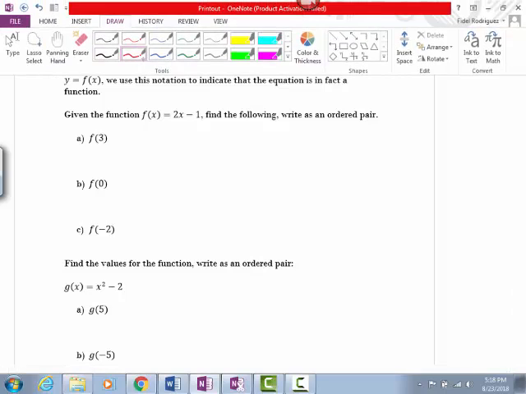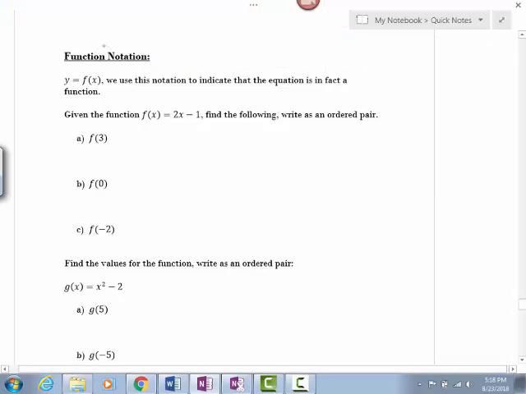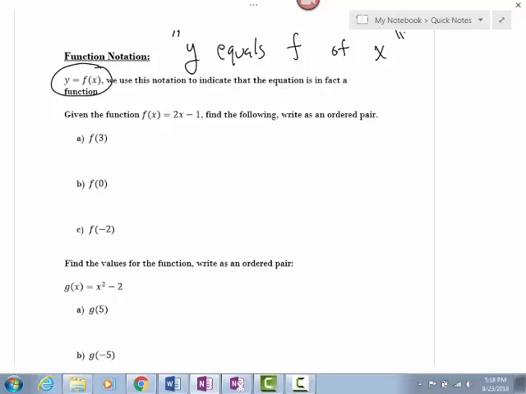So for the next part here, it says we're going to talk about this thing called function notation. And the way I read this part here, I'm going to put it in quotations, is "y equals f of x." Okay, that's how I read that part. So when I see that little equation, I'm going to think of myself, y equals f of x. And it just says we use this notation to indicate that the equation is in fact a function.